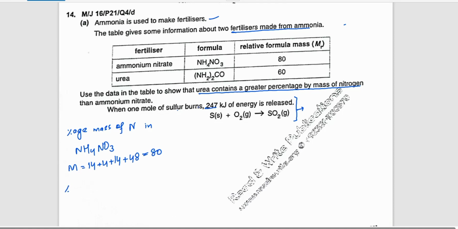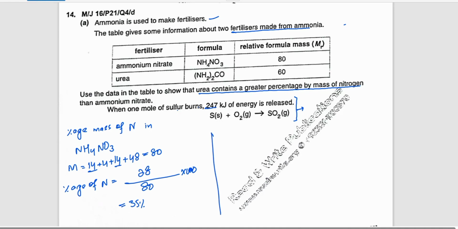So you know what the percentage of nitrogen means: mass of nitrogen in the compound divided by total mass of the compound. So the mass of nitrogen is 14 plus 14, these are two nitrogen atoms, it becomes 28, and the total mass is 80, multiplied by 100. So 28 divided by 80 multiplied by 100 becomes 35%.